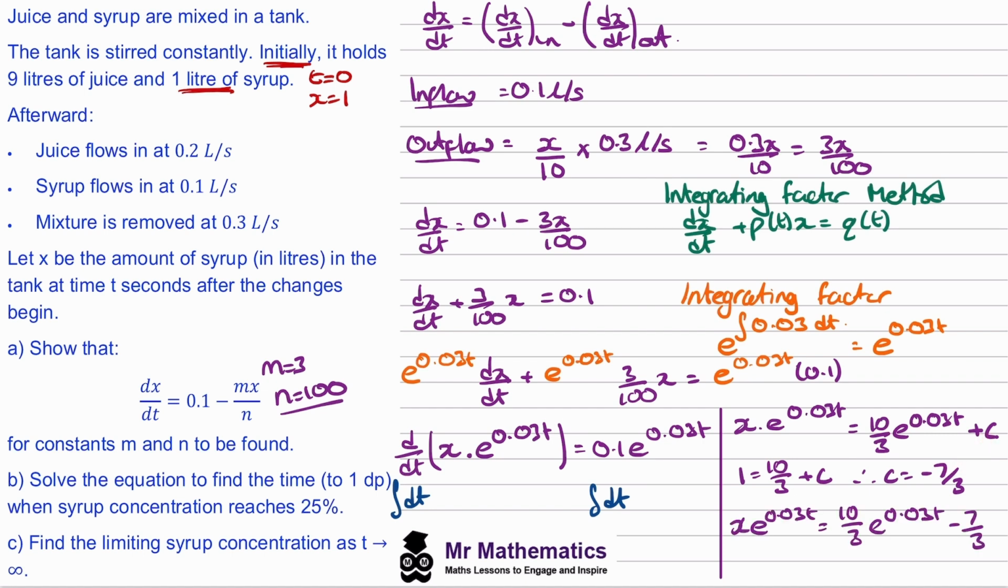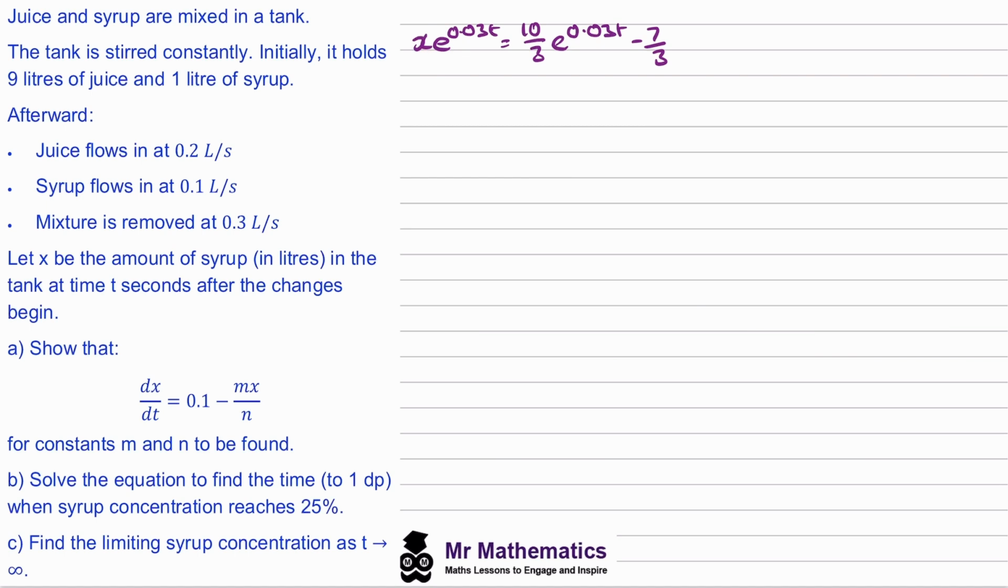So if I start a new page, to make x the subject, we'll divide both sides by the exponential term. So we'll get x will equal, when you divide it with this term, these will cancel. So we'll just get 10 over 3. And with the 7 over 3, this will become negative 7e to the negative 0.03t over 3. We can factor out the third. So we've got x equals 10 minus 7e to the negative 0.03t, all over 3. And there you have it. That's how you solve a differential equation for the amount of syrup in the tank.